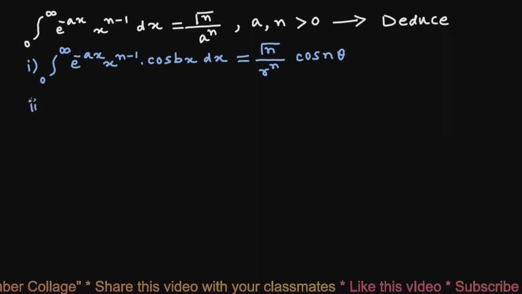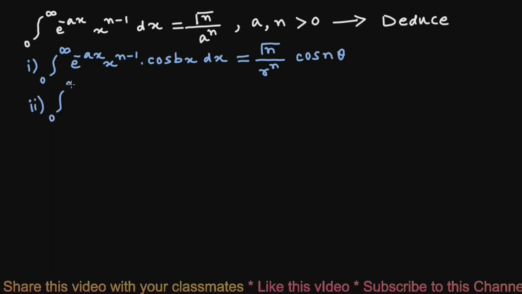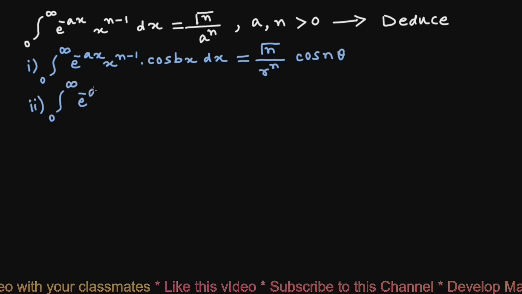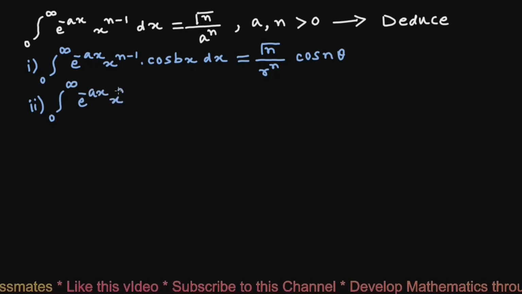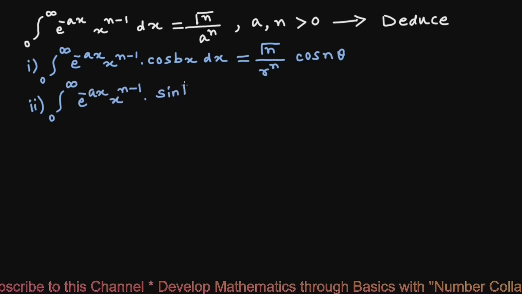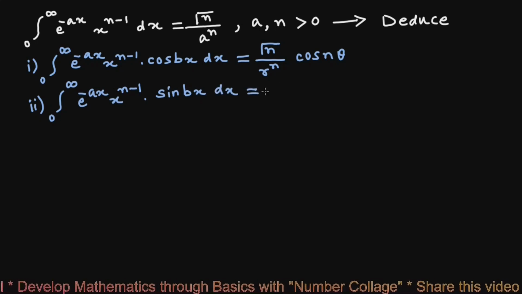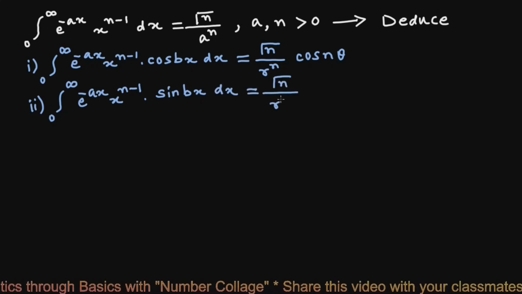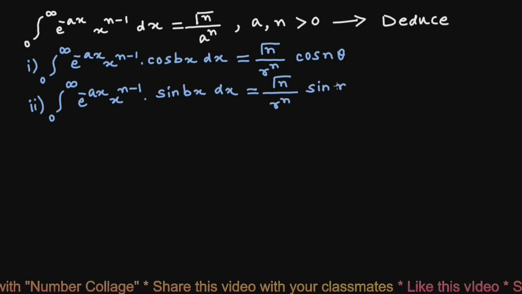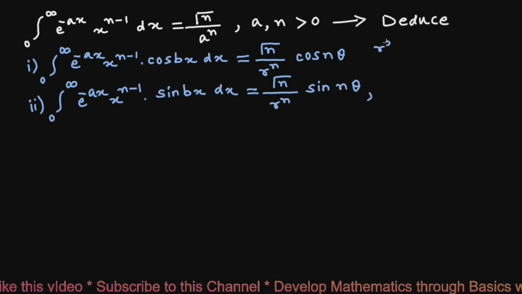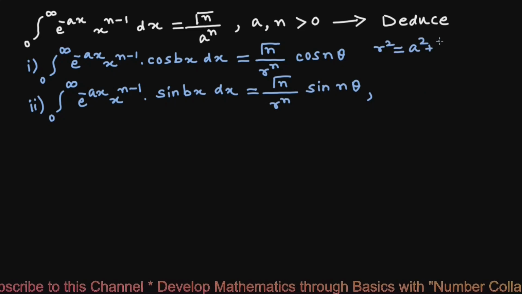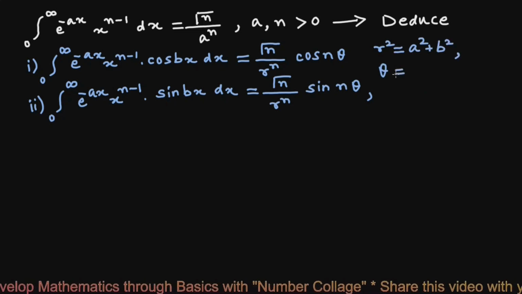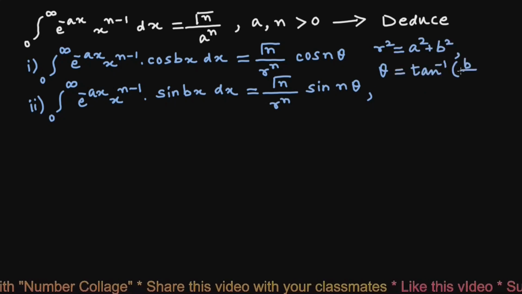And number 2, integral from 0 to infinity of e raised to minus ax x raised to n minus 1 sin bx dx equals gamma n upon r raised to n sin n theta, where r square equals a square plus b square and theta equals tan inverse of b upon a.